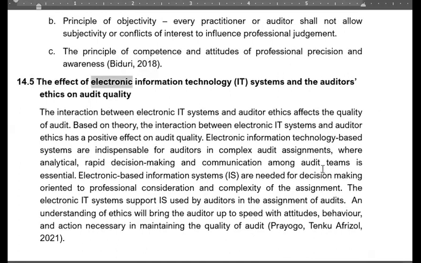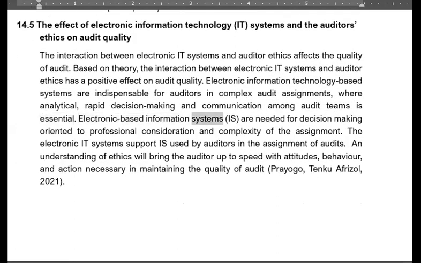14.5 The effect of electronic information technology, IT, systems and the auditor's ethics on audit quality. The interaction between electronic IT systems and auditor ethics affects the quality of audit. Based on theory, the interaction between electronic IT systems and auditor ethics has a positive effect on audit quality. Electronic information technology-based systems are indispensable for auditors in complex audit assignments, where analytical, rapid decision-making and communication among audit teams is essential.